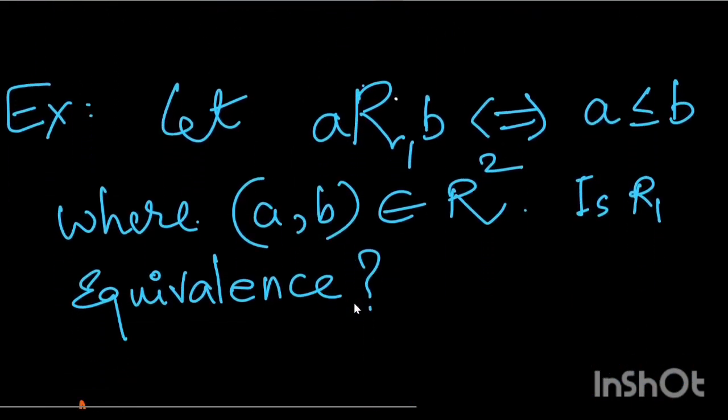Now, if a relation a R1 b holds if and only if a is less than or equal to b, where a, b belong to R square, meaning a is a real number and b is also a real number. The question is, is R1 an equivalence relation? So yes, equivalence means the hint would be we need to check all three, starting from reflexive, then symmetric, then transitive, and so on. If any one fails, we won't go for checking the next.